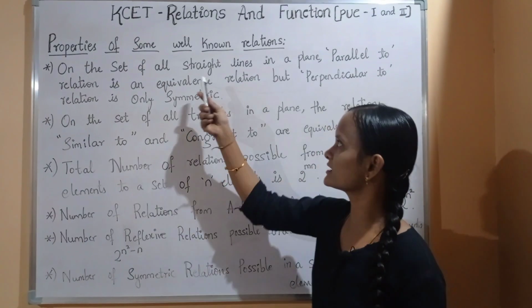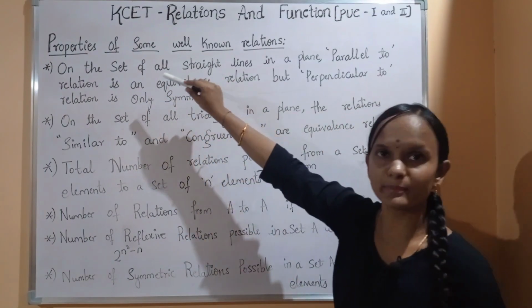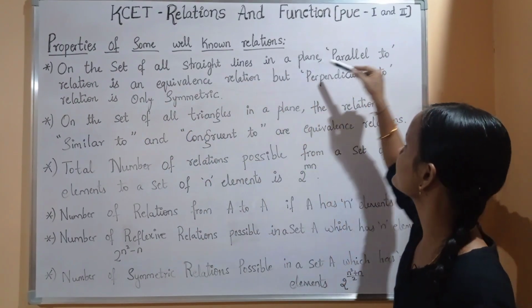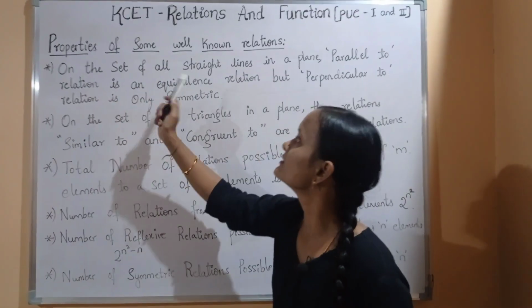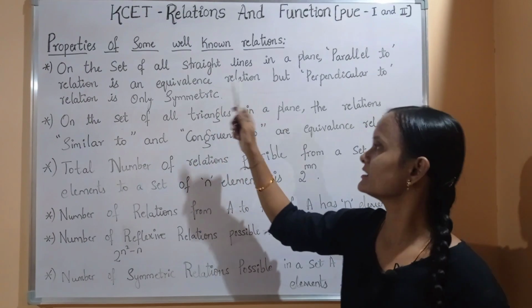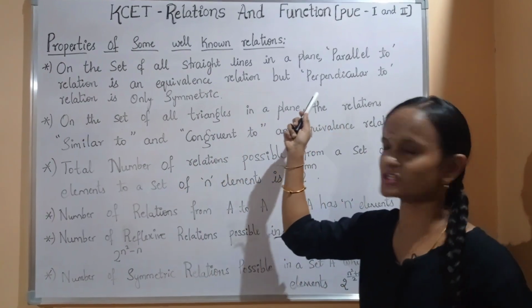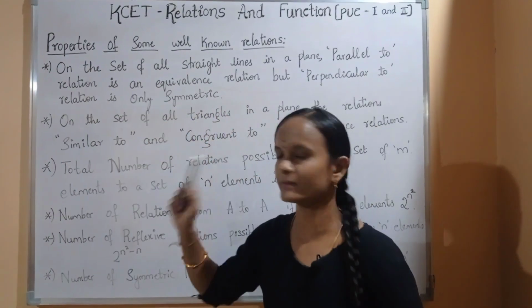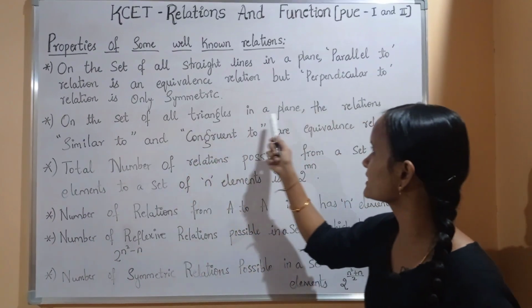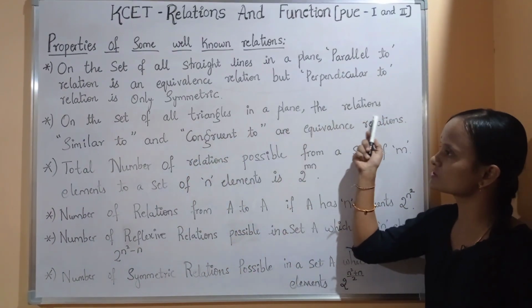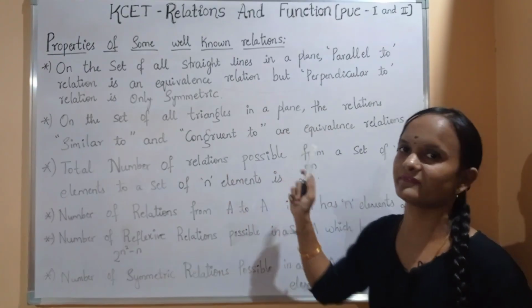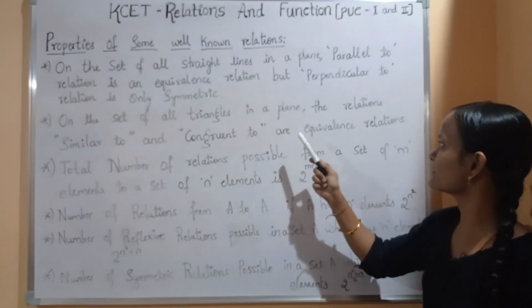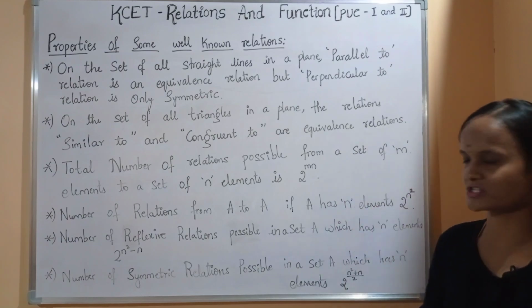If there is an example on straight lines giving that they are parallel to each other, that is an equivalence relation. If they give a perpendicular relation, then it is only symmetric. On the set of all triangles in a plane, here also if the relation is similar to or congruent to, then the given set is an equivalence relation set.